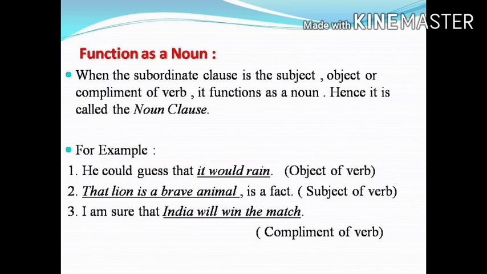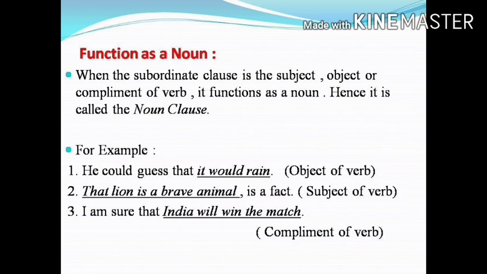For example, in the first sentence, the subordinate clause, it would rain, is the object of the verb could guess. In the second sentence, that lion is a brave animal, is the subject of the verb is. In the third sentence, India will win the match, is the complement of the verb am. In all the three sentences here, the subordinate clause is playing the role of a noun, and therefore it is called a noun clause.